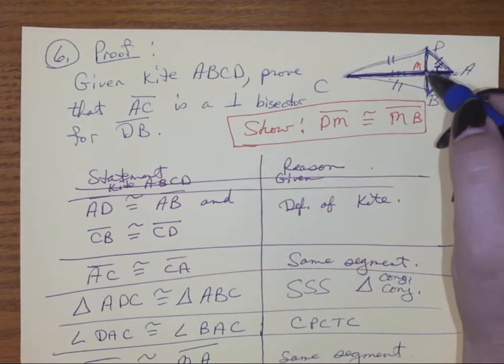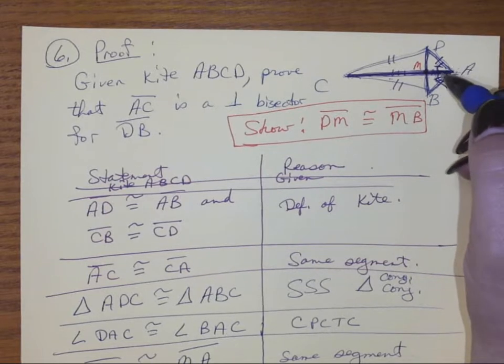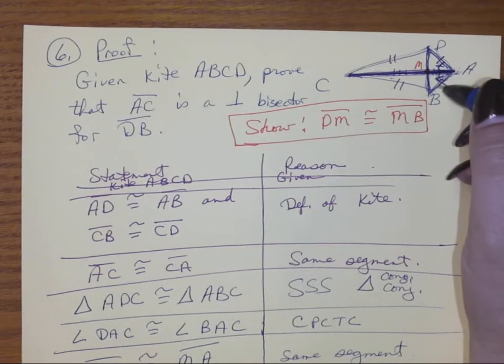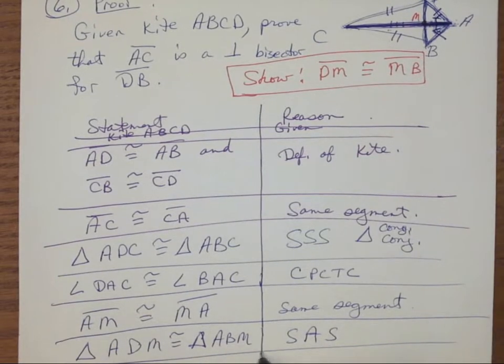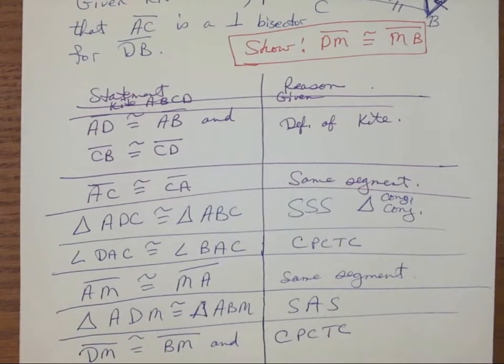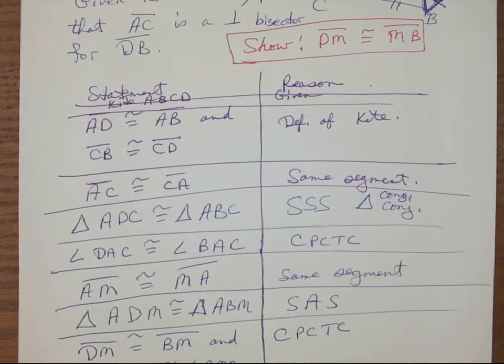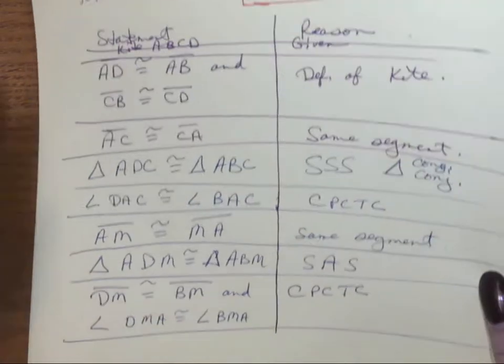Okay, so because I have these two small triangles congruent to each other, now I know all of their corresponding parts are congruent, right? So I know that, for instance, DM is congruent to BM because it's a CPCTC situation. I also know that angle DMA is congruent to angle BMA, also because of corresponding parts of congruent triangles.